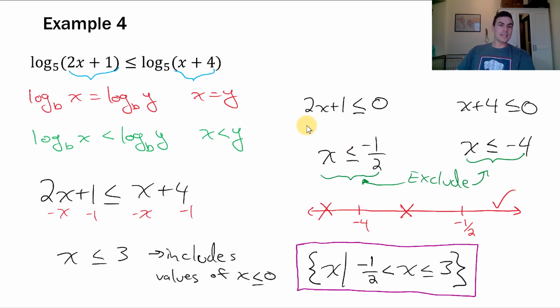We did this because we had more than just x inside my logarithms. So now I can't just say 0 is less than x. I have to solve these for what intervals of x to exclude, and then use that for our final solution.